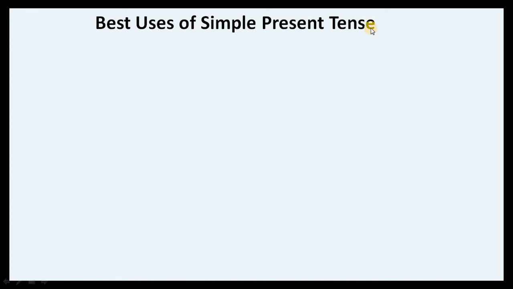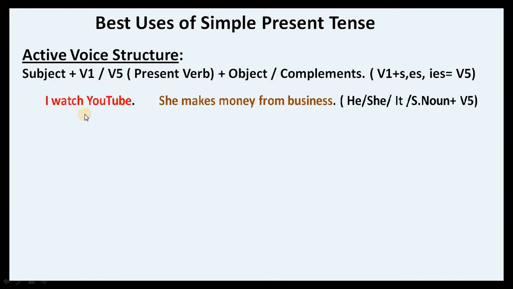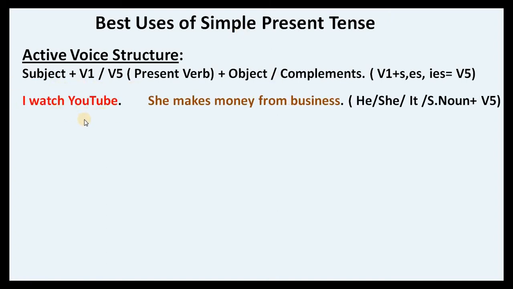Let's go. So at first, I would like to draw your attention to the structures. It's active voice structures. The best one is subject, then V1 and V5, which is all about the present verb, then object and complements. And if you are confused with V5, then use this formula: V1 plus S, ES, IES equals V5 form. And another part I would like to tell you is the best technique you can apply: your structures with examples, right?